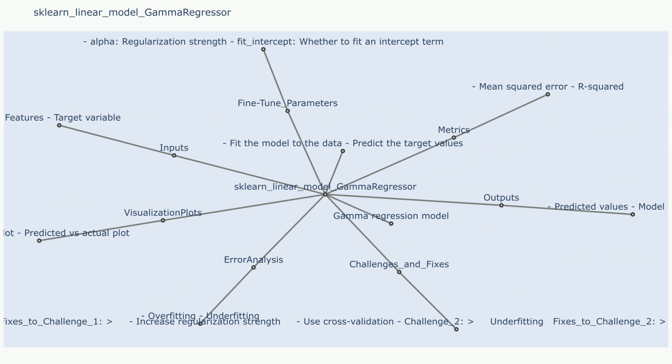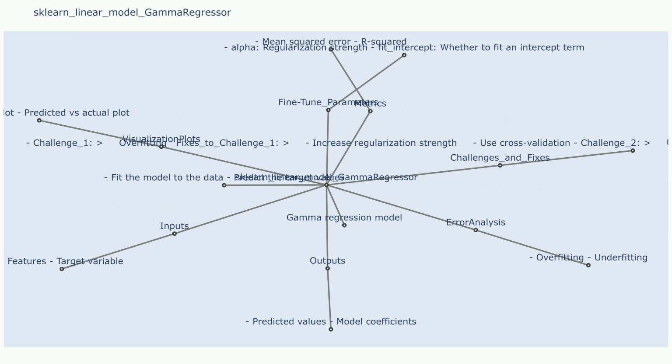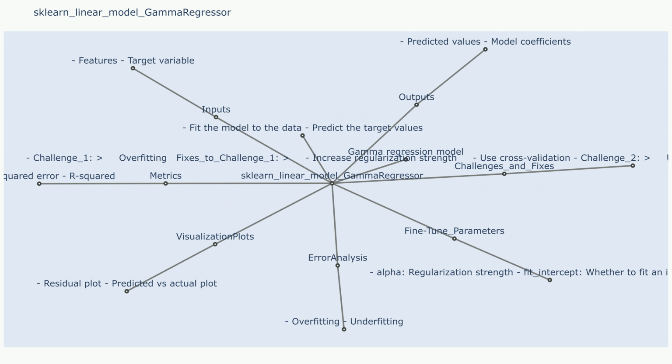Inputs. X. This is the input feature matrix, a 2D array where each row represents a data point, and each column represents a feature. Y. This is the target variable, a 1D array representing the values to be predicted. Outputs. Model: the trained gamma regressor model. Y_pred: the predicted target values based on the trained model.